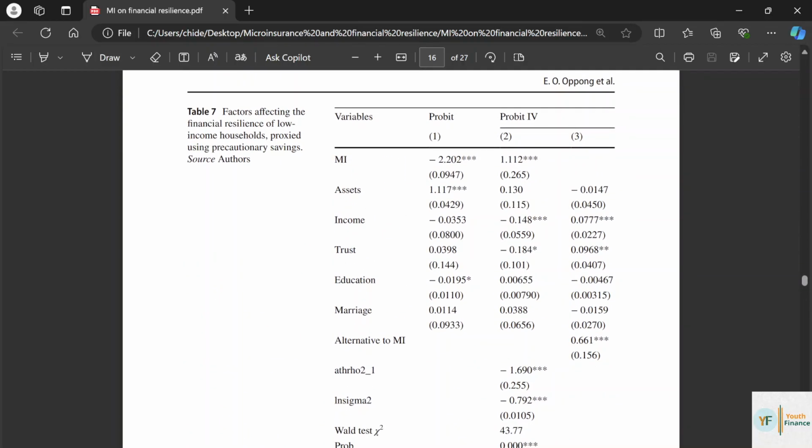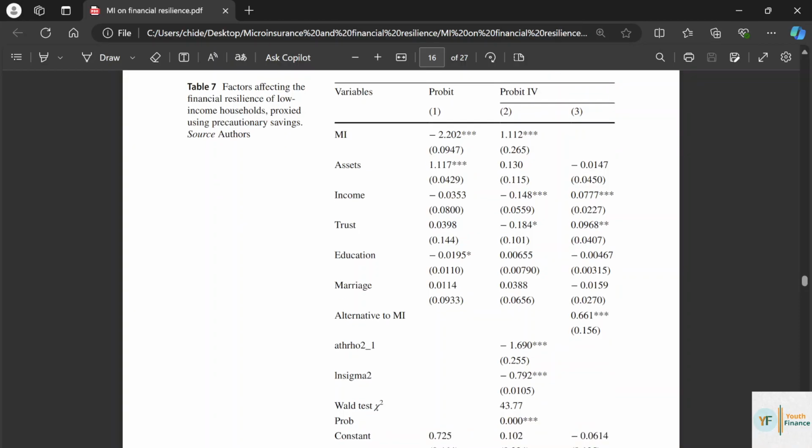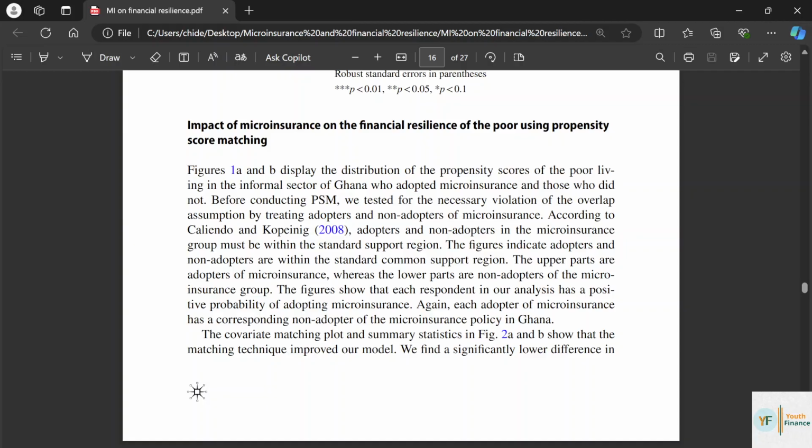Leave it here so we can see it properly. So when households have microinsurance, they are more confident in their ability to withstand financial shocks, hence a decrease in the reliance on precautionary savings as a risk management tool. So we move to the main objective, which is to assess the impact of microinsurance on the financial resilience, now using both income and precautionary savings.